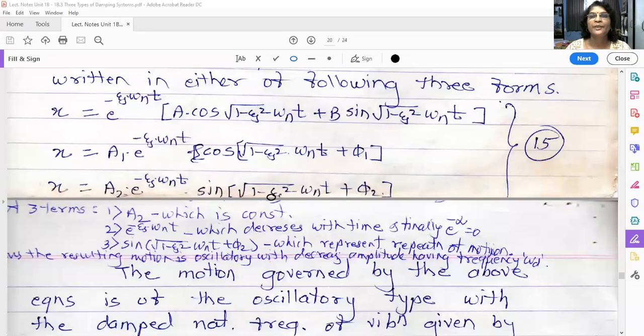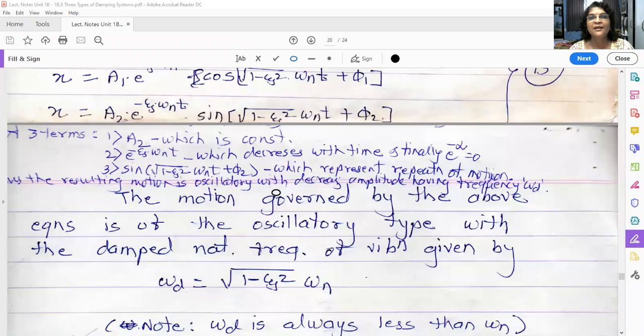Good morning, friends. In the earlier lecture, we have studied underdamped free vibration. We have seen this equation, that is, the solution of the underdamped vibration is given by x is equal to A2 e raised to minus zeta omega n t into sine of square root of 1 minus zeta square omega n t plus phi 2. This equation we have derived for underdamped vibration in the earlier lecture.